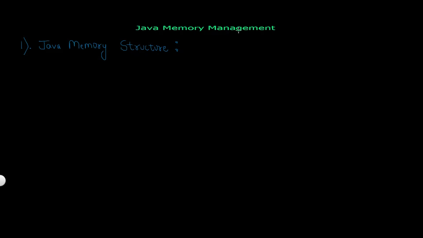Now, let us see the different components of a memory structure in Java. So I'm going to draw them sequentially. First comes the method area. I'm just going to call them MA. Second comes the heap area. I'm just going to call them HA. Third comes the stack area.